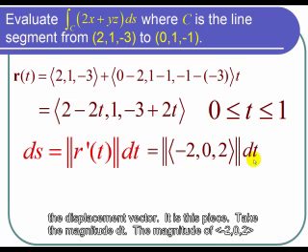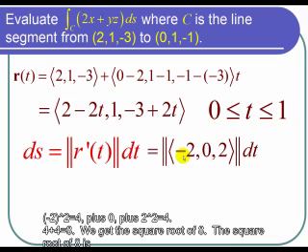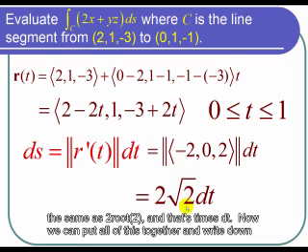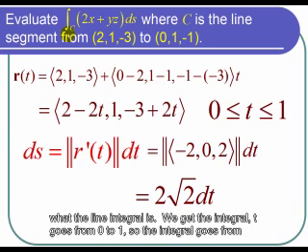Take the magnitude dt, and the magnitude of (-2, 0, 2) is -2 squared is 4, plus 0, plus 2 squared is 4. 4 plus 4 is 8. We get the square root of 8. And the square root of 8 is the same as 2 times the square root of 2, and that's times dt. So now we can put all of this together and write down what our line integral is.